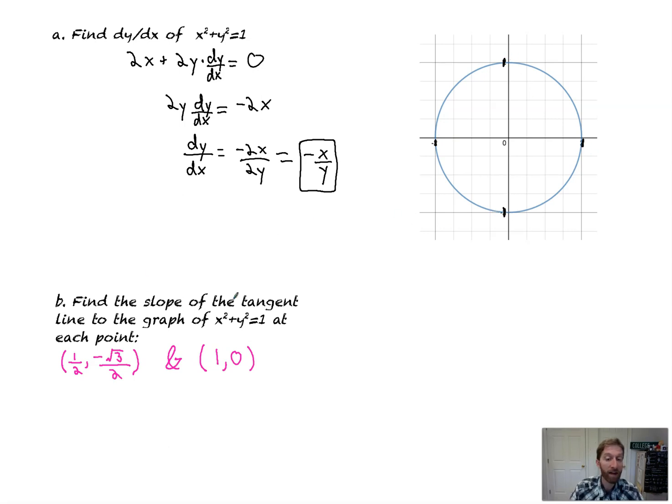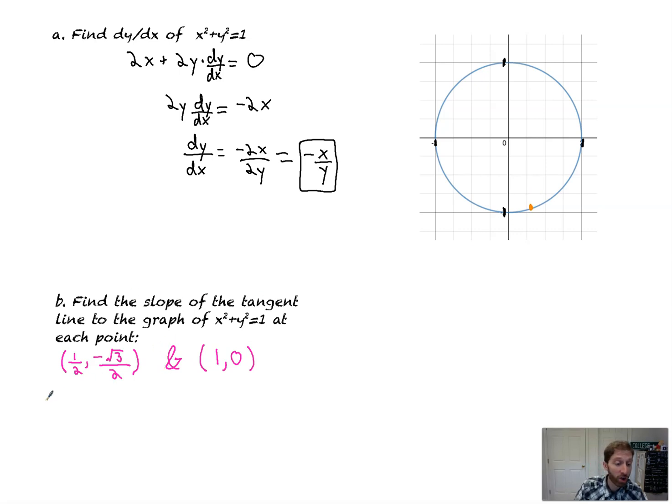Here we go. Find the slope of the tangent line to the graph of x squared plus y squared equals 1 at each point. So each of these points are on this curve. In fact, 1/2 comma negative root 3 over 2 is going to be somewhere roughly like here. It's not perfect, but roughly there. I'll do that in a different color. We want the slope of the tangent line there.